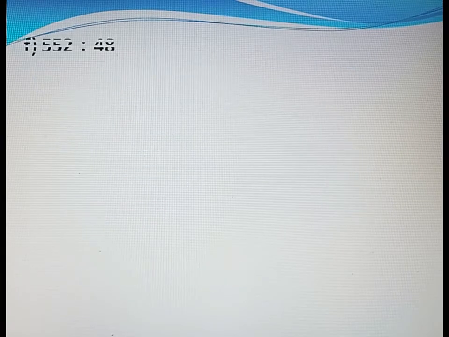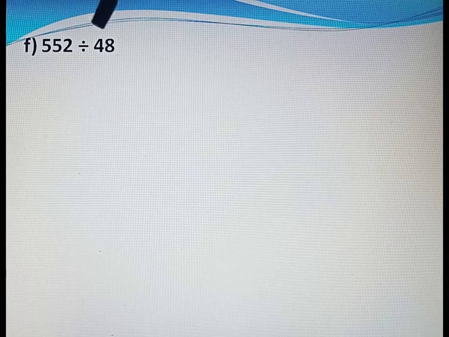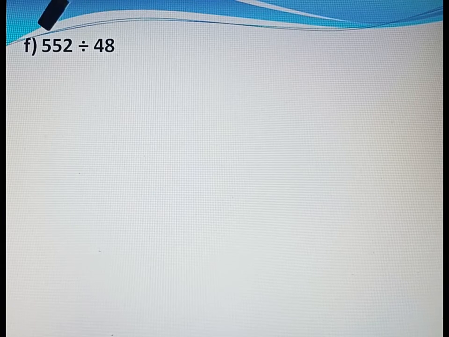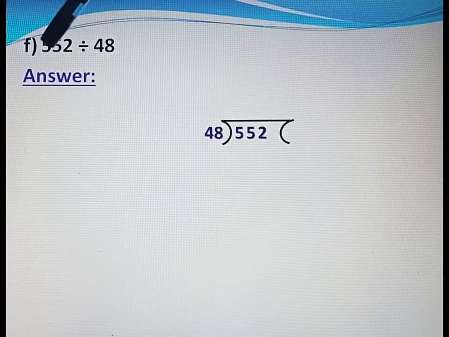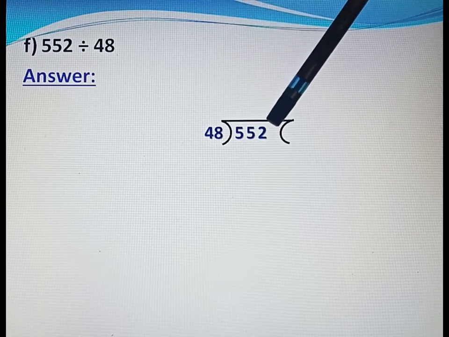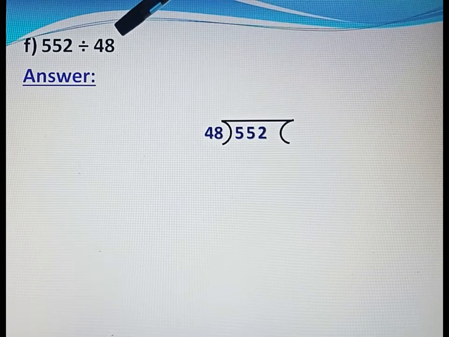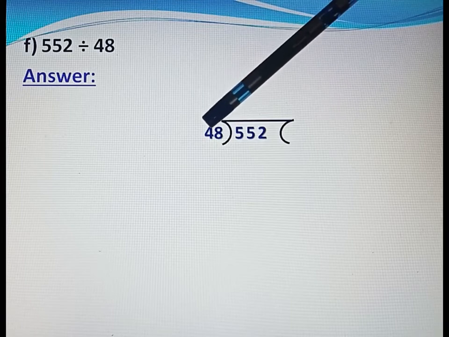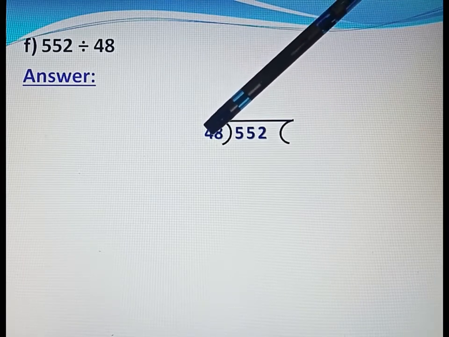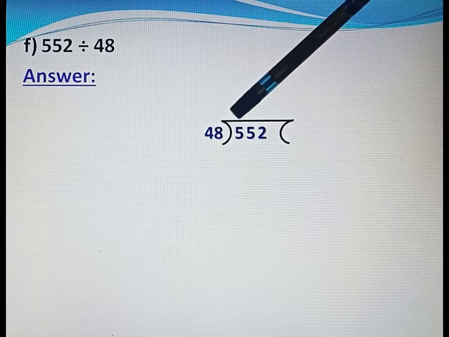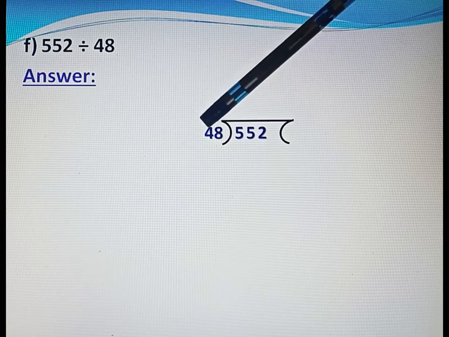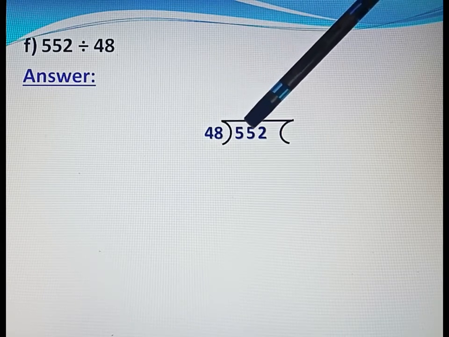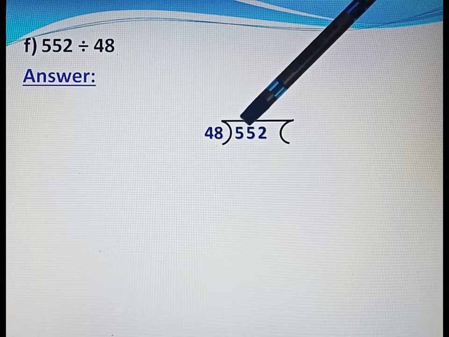Now F part. 552 divide 48. We will divide 552 by 48. Answer. 552 is dividend, so we have written here, and 48 is divisor, so we have written on the left side. This 48 is a 2-digit divisor, and in the dividend we will take the first 2 digits, that is 5 5, it becomes 55. Now we will multiply this 48 so that it is equal to 55 or less than 55. It should not be greater than 55.